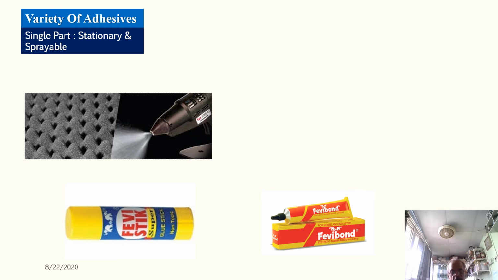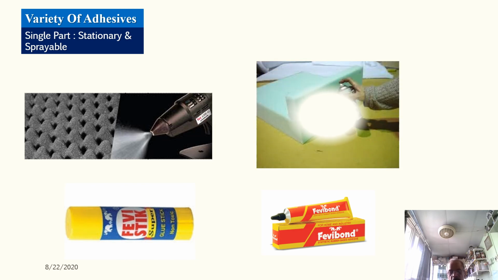Here you can see adhesive is being sprayed with the help of a spray gun on a foam piece. You can see spraying is done through a can onto a polyester or polyurethane foam.